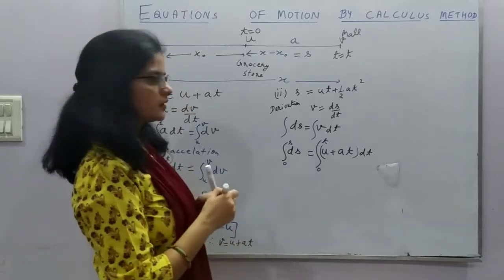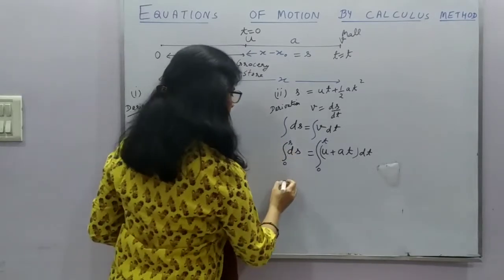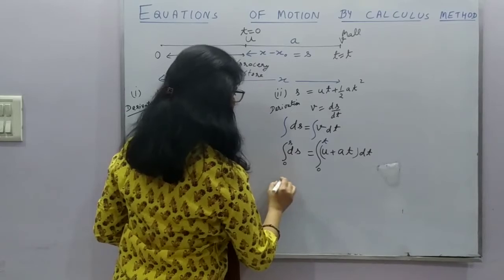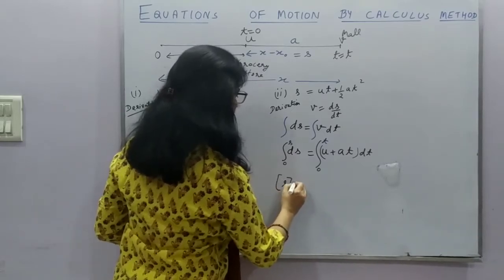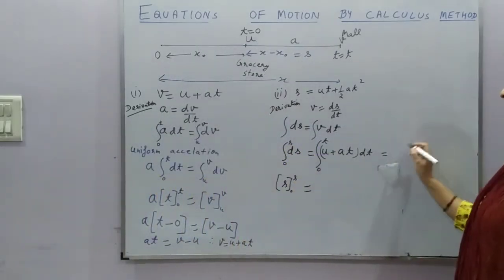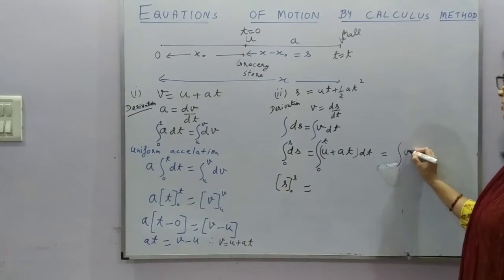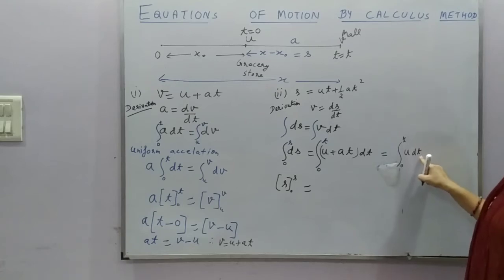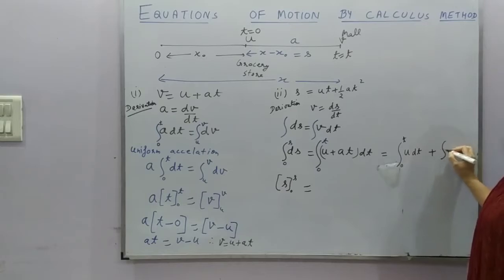Now what is the integration of ds? This will be s, right? And then we will put the limits. On the right side, I can break this into two parts. So I can increase one step here. This is u dt, with limits again 0 to t because we are integrating with respect to t, plus integration of at dt. So a can be kept outside as a is uniform acceleration. So this is a, t dt, again 0 to t.